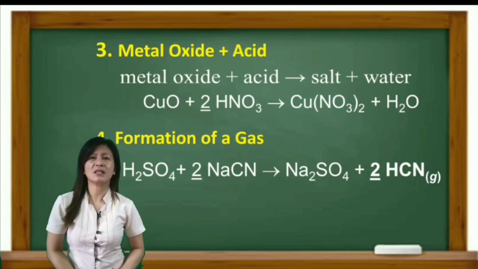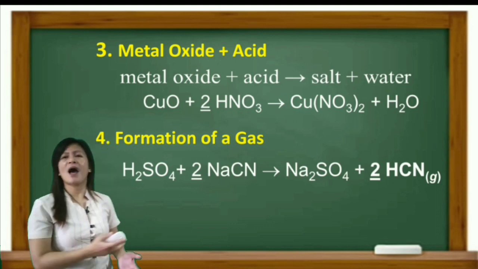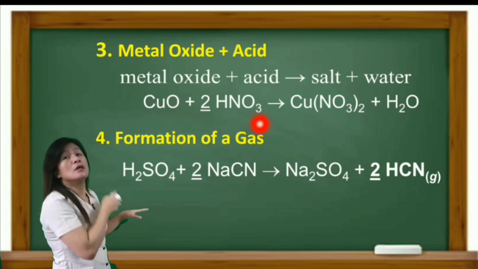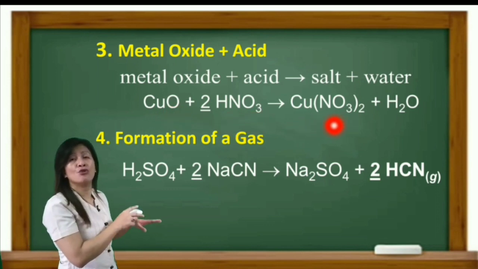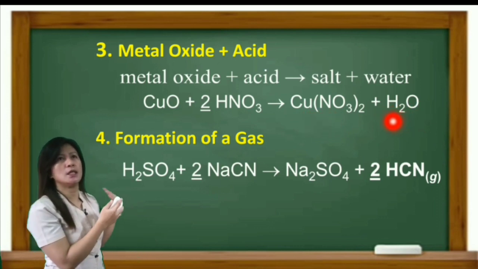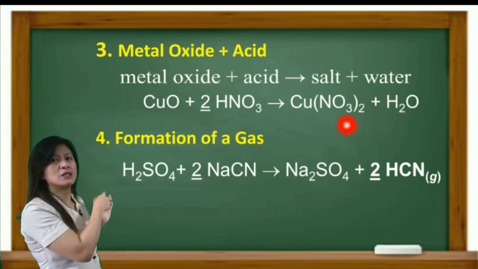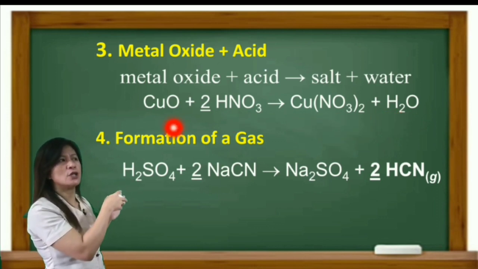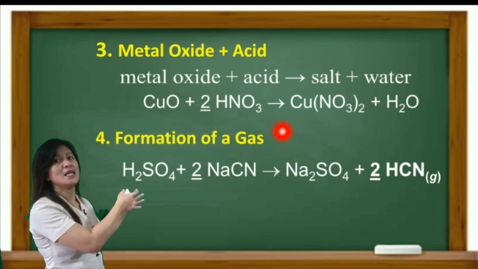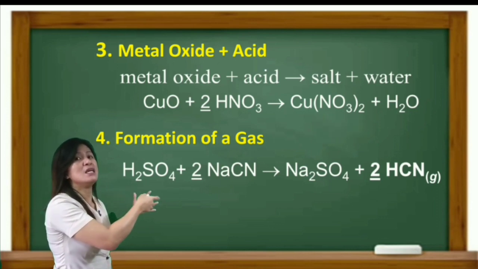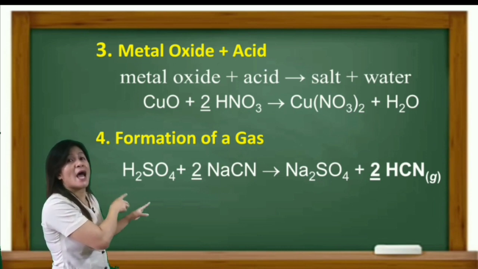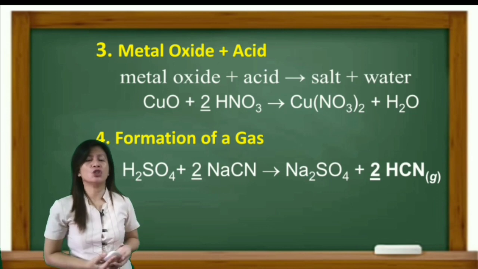Another is the combination of a metal oxide and an acid to form salt and water. We have here a metal oxide, copper oxide, combining with nitric acid to form a salt, copper nitrate, and water. You will notice here again positive negative: copper positive, oxide negative, nitric acid, hydrogen positive, nitrate negative. So we have A, B, C, D to form AD, copper nitrate, and CB, water. And then adding coefficient 2 in front of the formula of our acid will balance the equation.